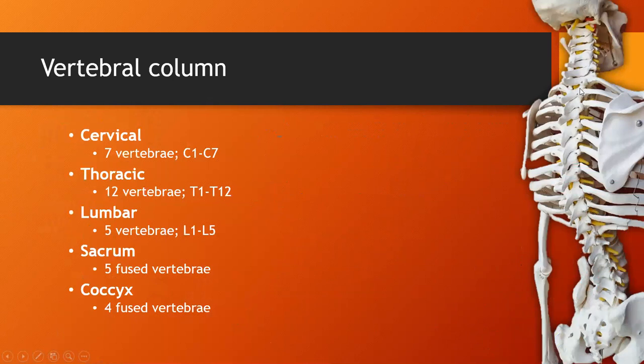The next section, starting here where your ribs are located, are going to be your thoracic. There are 12 thoracic vertebrae. They are identified as T1 through T12. Down here in this lower portion are your 5 lumbar. They are identified L1 through L5. In this lower portion here, you have your sacrum, which is a total of 5 fused bones. And then here, the extension is the coccyx, which is a total of 4 fused bones.